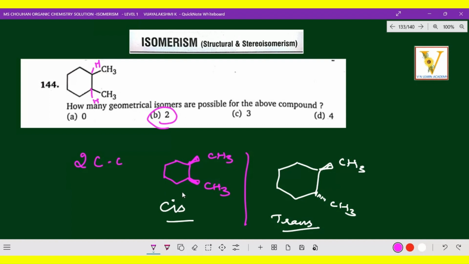Listen, all geometrical isomers are diastereomers because they are not mirror images, but not all diastereomers are geometrical isomers. I already mentioned this statement at the start of the video. Right now I repeat it: all geometrical isomers are diastereomers because they are not mirror images, but not all diastereomers are geometrical isomers. Hope you got the clarity about this question. Come on, let's go to the next question.